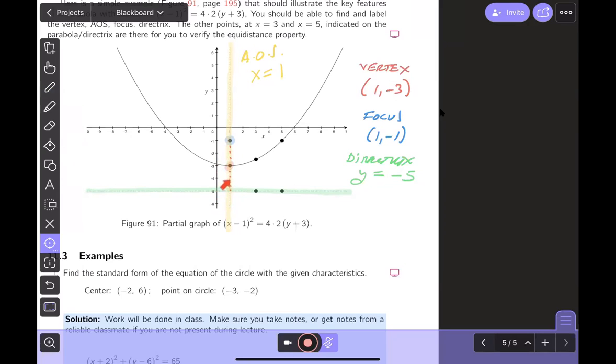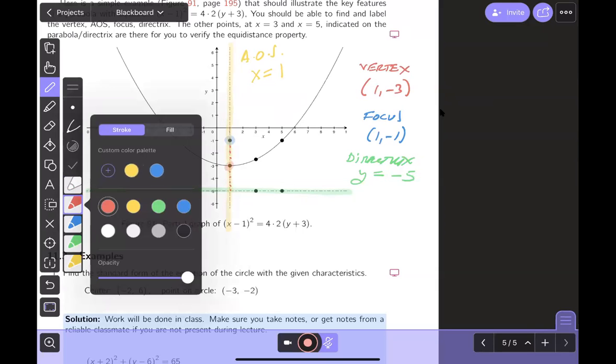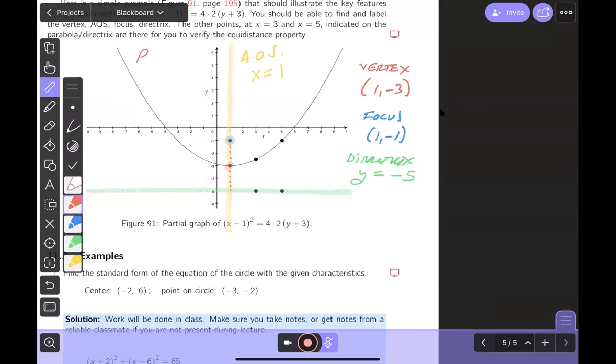Well, what's this distance over here? Looking at it, this distance over here is 2 units. What's this distance over here? It's also 2 units. We call that the number p. All right, let me repeat this over here. The distance here and the distance here has to be the same. And looking at it, it looks like 2.